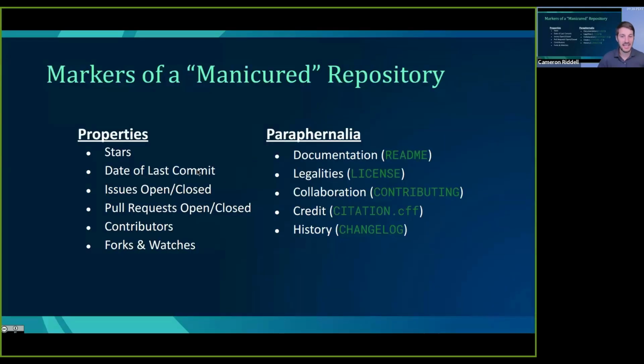And that takes us to the end of our paraphernalia. We know that we have documentation, legalities, collaboration, credit, and history, and we know where to find them on GitHub. If they are not present, that starts bringing questions of, well, should I use this tool? It's not very well documented. Or it can tell you that, wow, this thing's very well documented. It has the appropriate license. It has collaboration guidelines, so clearly they're used to working with other people. It's been published, and so on and so forth.